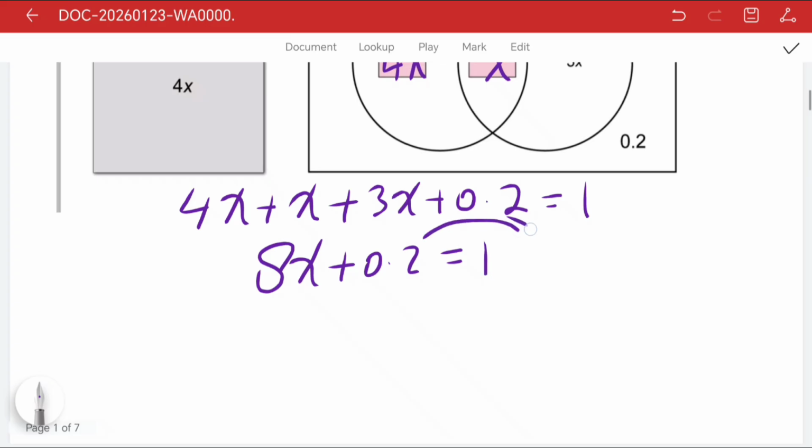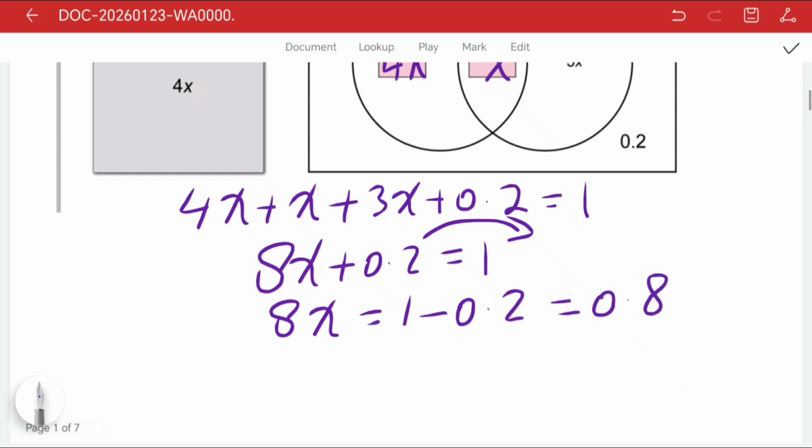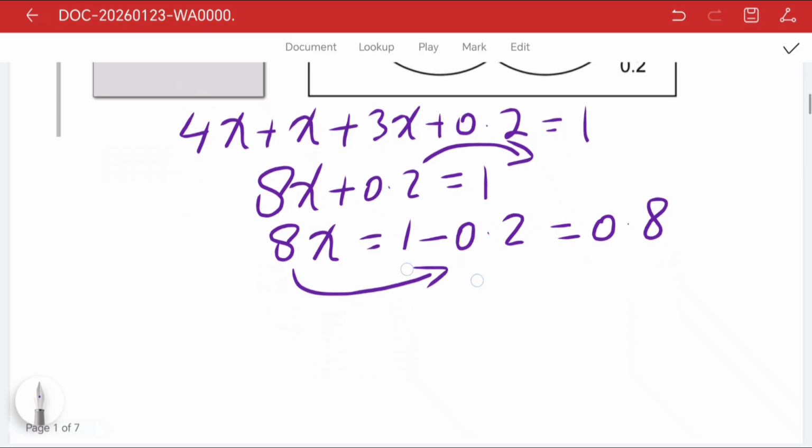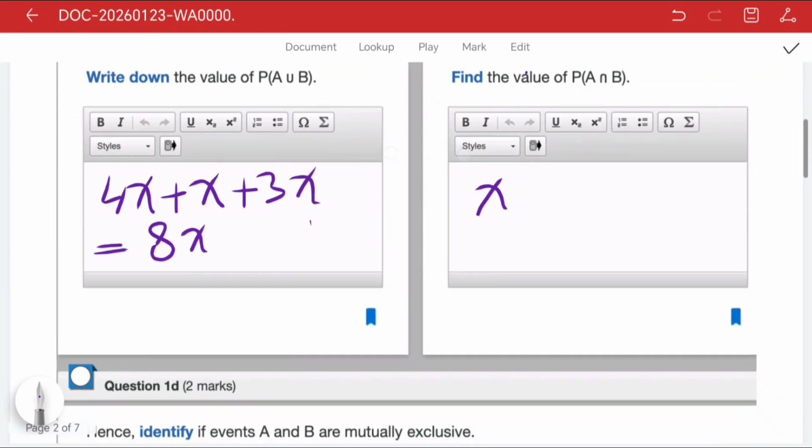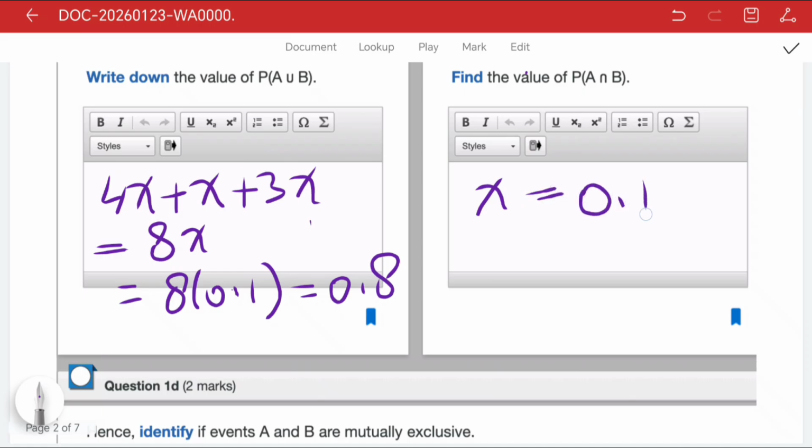So this is plus, it will go there and become minus. So 8x equals 1 minus 0.2, which is equal to 0.8. So 8 is multiplying, when it goes there it will divide. So x equals 0.8 over 8, so x equals 0.1. So this is the value of x. So we'll put here 8 multiplied by 0.1, which is equal to 0.8, and x, the intersection, the answer is 0.1.